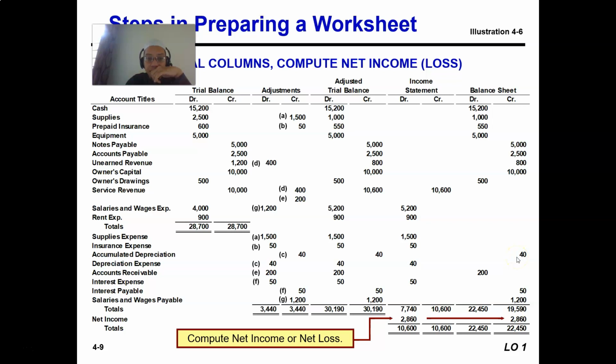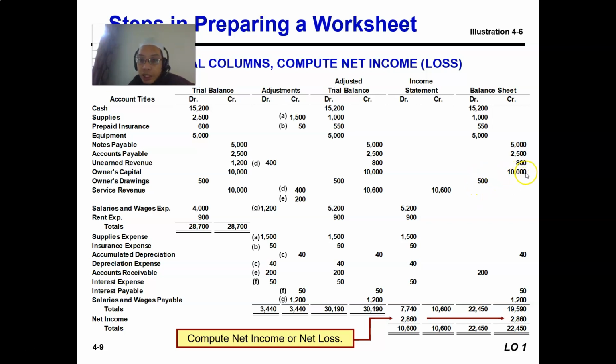Okay, receivables, account receivable is an asset. Interest payable is a liability. Salaries and wages payable is a liability. So we transfer all of these amounts, not all. We don't transfer owner's drawing, because the owner's drawing we have already transferred into the owner's equity statement.